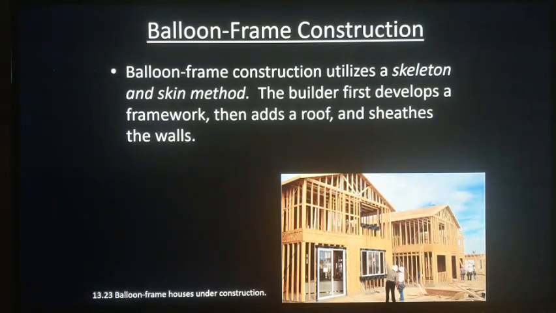Balloon frame construction is also skeleton and skin because you're having two main materials. Instead of steel and glass like in a skyscraper, you have wood and then some form of surface on the outside to wrap it with, either aluminum or plastic siding. So this is the way that most houses are built today. Not many of us are living in a stone construction like a hypostyle hall, like a temple or anything like that. We're living in something that is more efficient.